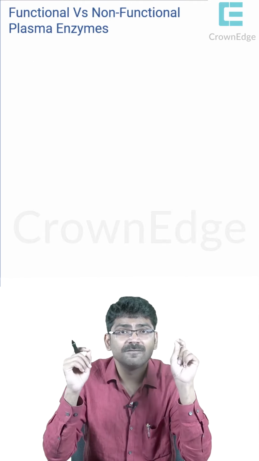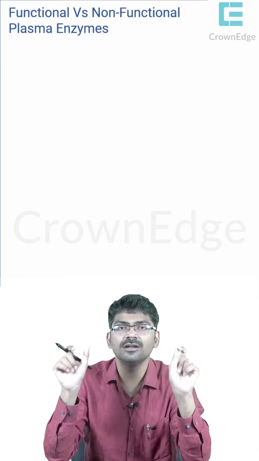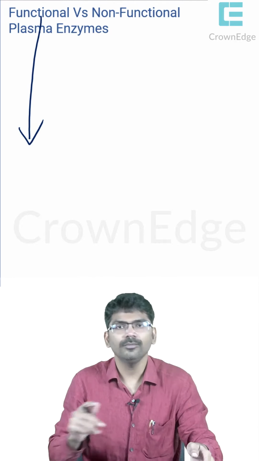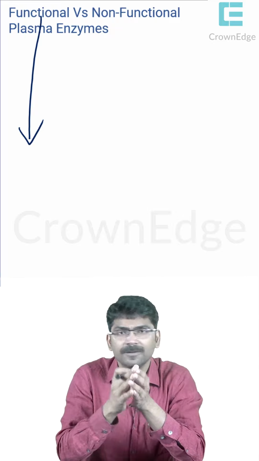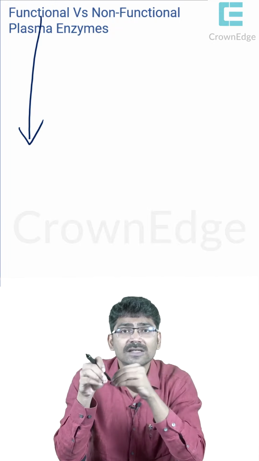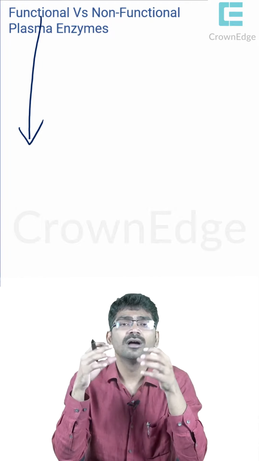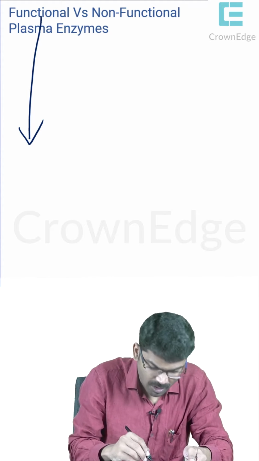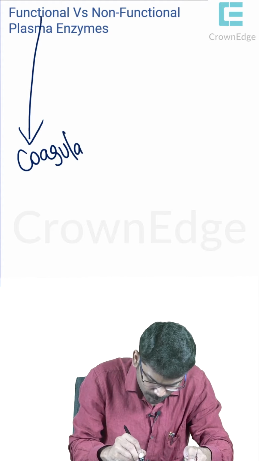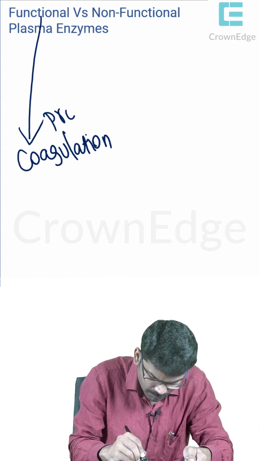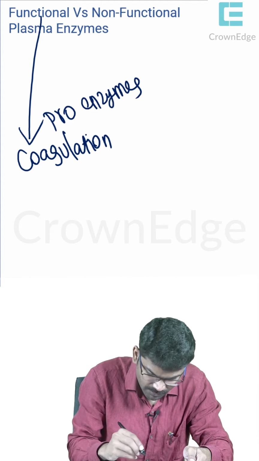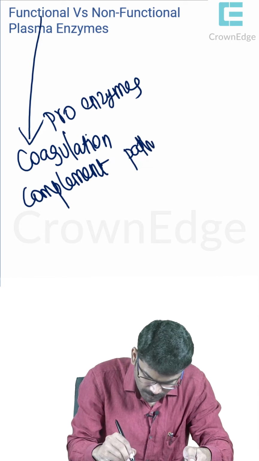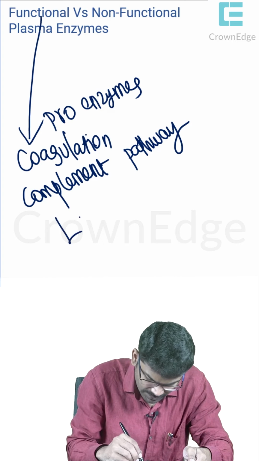Another terminology is functional and non-functional plasma enzymes. So what is a functional plasma enzyme? A functional plasma enzyme is present in plasma, its substrates are also present in plasma, and it has a role in the plasma. For example, you have enzymes of coagulation, actually proenzymes of coagulation. You have proenzymes of the complement pathway, right? You also have lipoprotein lipase.